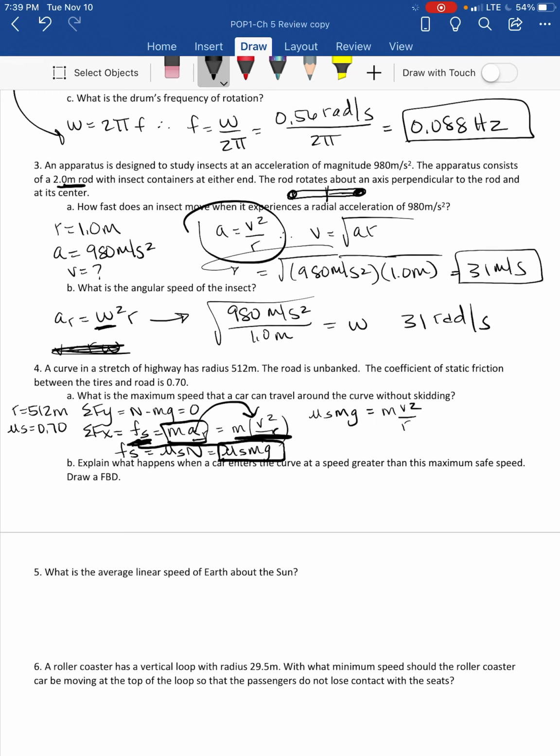Now, if you rearrange and solve for the v on that, you end up with the square root of r times the static coefficient times gravity. Your masses end up canceling when you move them over like this. You multiply both sides by r, you end up canceling those masses right there. And then since that is squared, you have to do the square root. So if you plug in the 512 and 0.7 and 9.8, and you do the square root of that, you should get 59 meters per second.